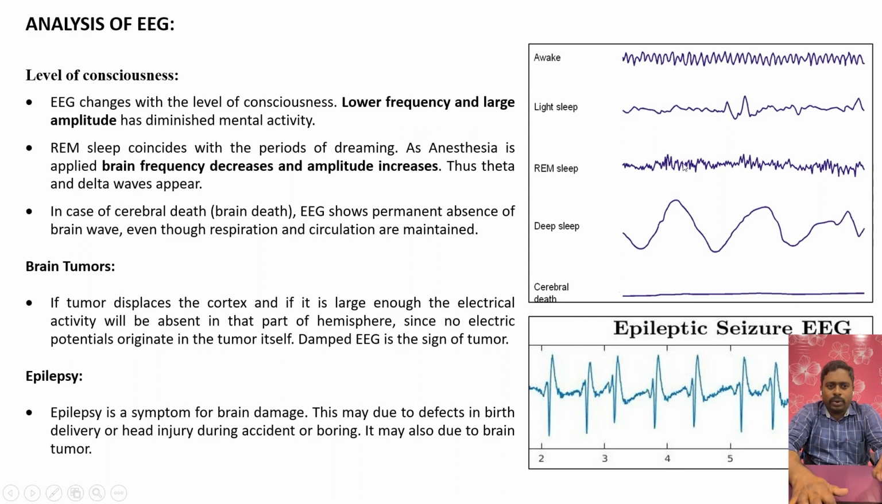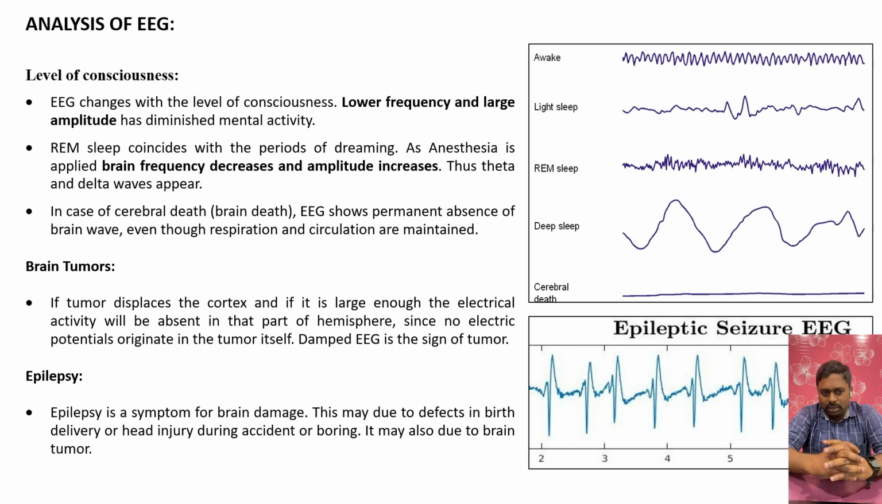REM sleep coincides with the periods of dreaming. As anesthesia is applied to the brain, frequency decreases and amplitude increases. Thus theta and delta waves appear. In the case of cerebral death, which is called brain death, EEG shows the permanent absence of brain waves even though respiration and circulation are maintained, which is nothing but a straight line. There is no activity recorded in the brain. That is nothing but brain death.